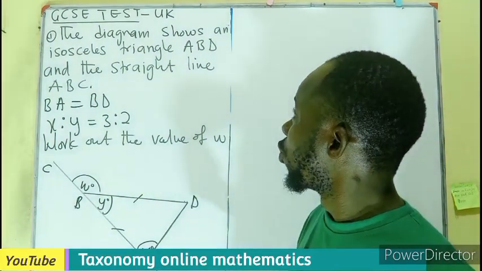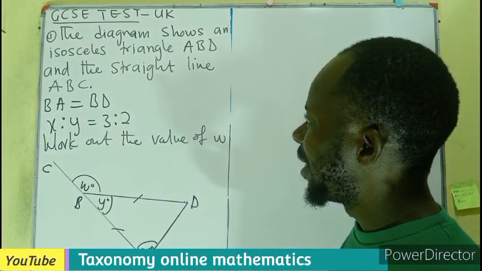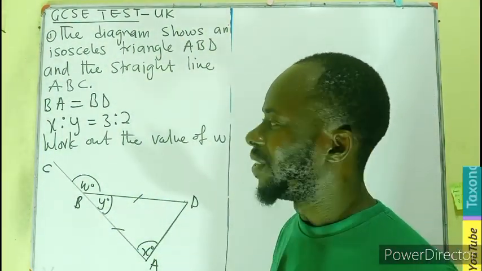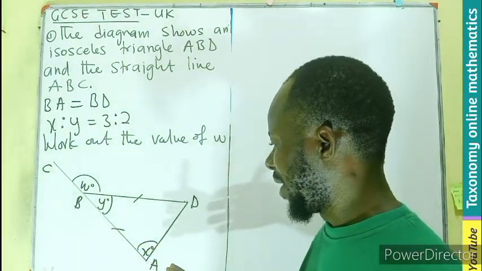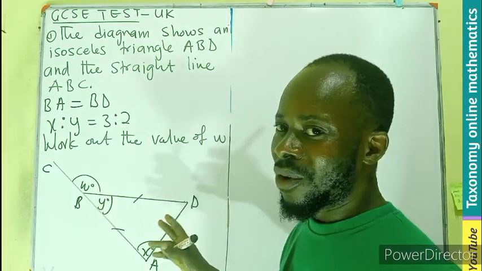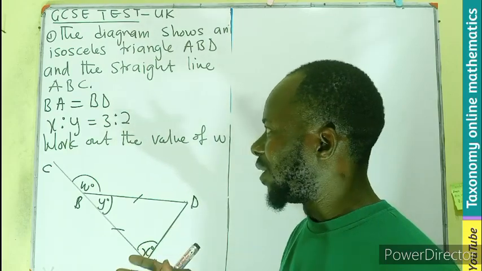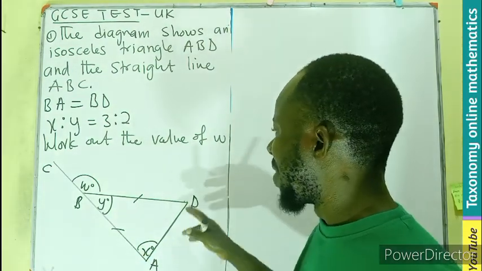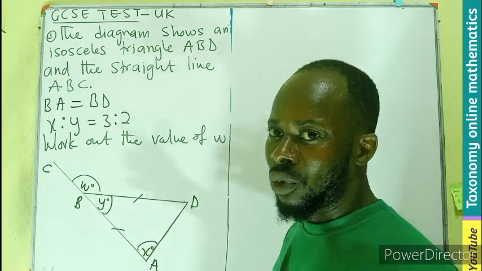So the diagram shows an isosceles triangle ABD and a straight line ABC. If the length BA is equal to the length BD, and the ratio of x to y, that is x is to y, is 3 is to 2, we have to work out the value of W here. You can see the whole diagram has no values.